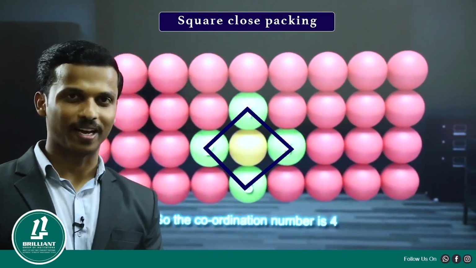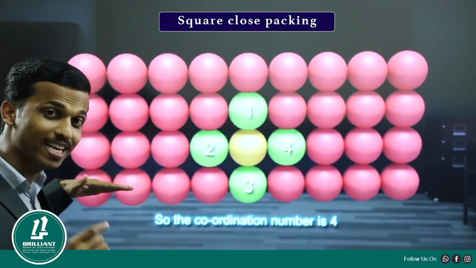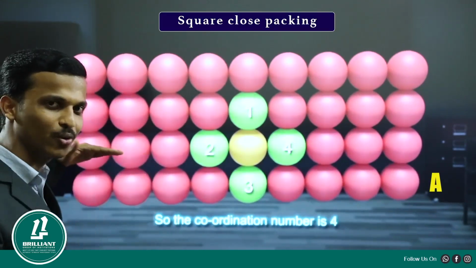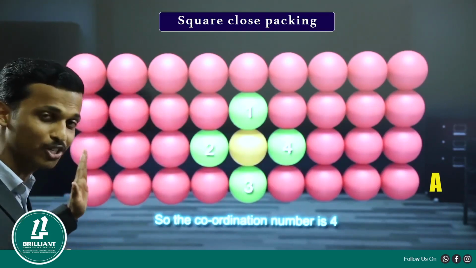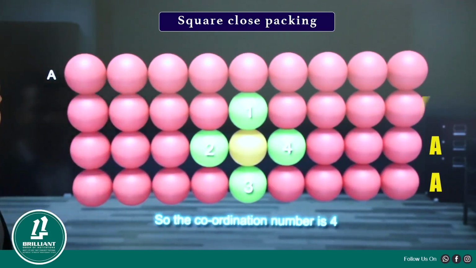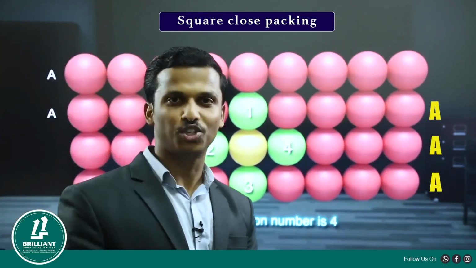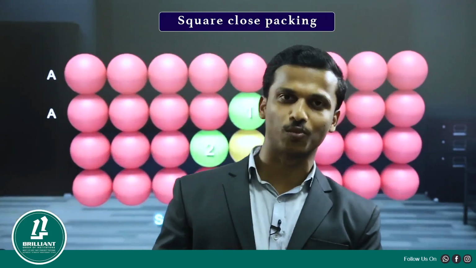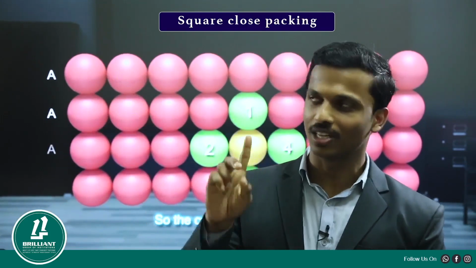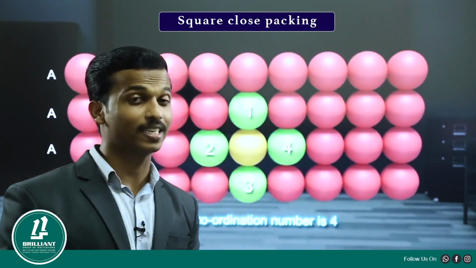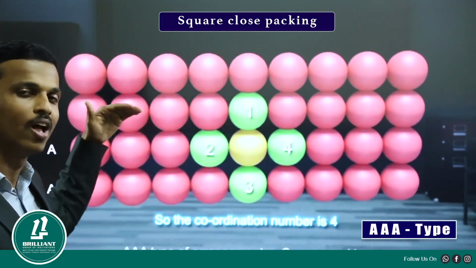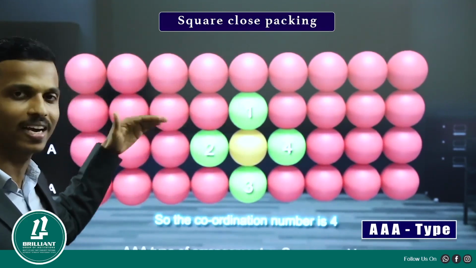In this square close packing, if you name the first row as A type, the second row is also exactly above the first row. That is also similar to the first row, so it is also A type. Then again A type. So we can say that this type of arrangement or close packing is said to be A type arrangement. So in 2 dimensions, the first one is square close packing. It is A type because all the rows are horizontally and vertically exactly above the first row.